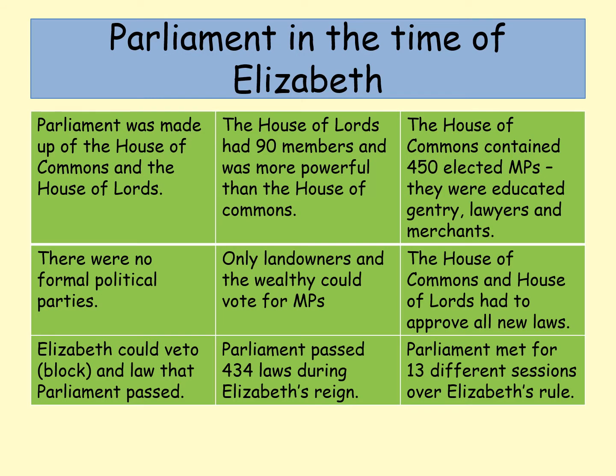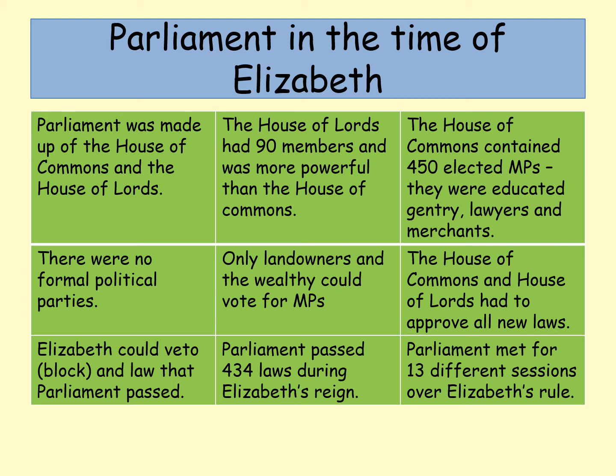So this just gives you a few facts about Parliament at the time. The House of Lords had 90 members and was more powerful than the House of Commons, and the monarch had the right to put people within the House of Lords. The House of Commons did contain 450 or so members of Parliament. They were elected, but they were only elected by the wealthy and important in society. So if you, for example, were, say, a farm labourer during the time of Elizabeth I, then unfortunately you would not get a chance to have any kind of vote.